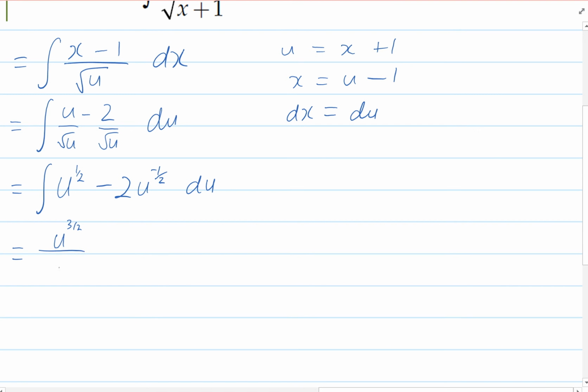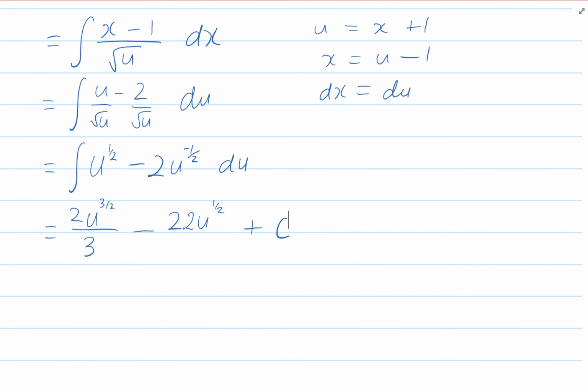So instead of dividing by 3 over 2, I'll just write it as the reciprocal, and then we've got the same here, negative 2, increasing the power by 1, so that's a half, and dividing by the new power, and of course dividing by a half is the same as timesing by 2. So we've got that there, plus our constant of integration.